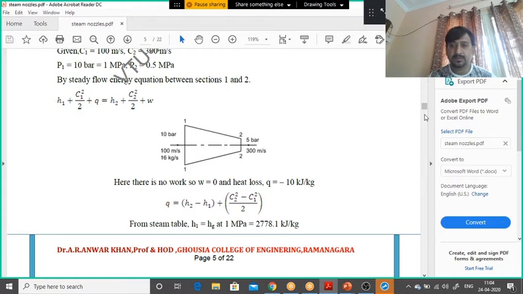Now H2 minus H1 equals Q plus C1 square minus C2 square by 2. They had given here that H2 minus H1 is minus 30, the heat drop in the nozzle is 30 kilojoules per kg. So H2 is 2741.1 kilojoules per kg. At 5 bar pressure, check what HF and HFG are. What is the dryness fraction? This formula you know: HG equals HF plus X HFG. We can see it from here. Using that we get X2 equal to 0.99. The dryness fraction at exit is 0.99.